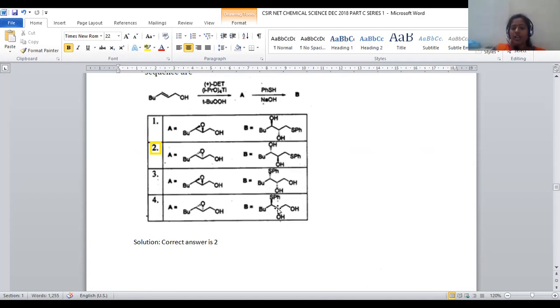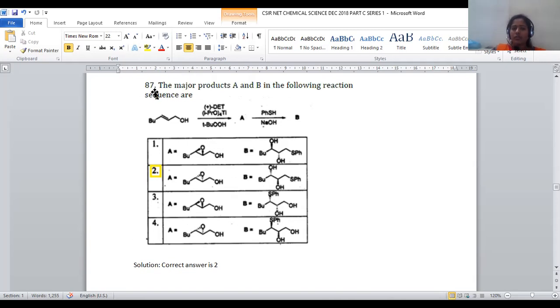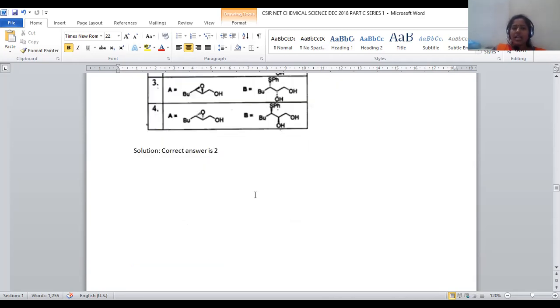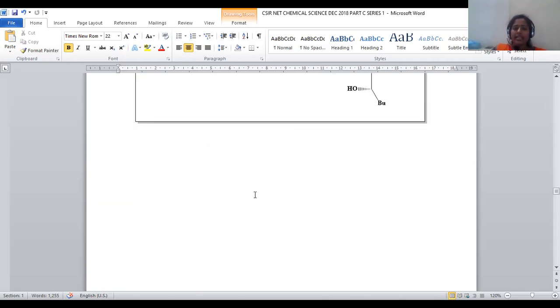Here we got this position, and moreover, SPh is present at the center. This is not at all possible. SPh will be involved in substitution at this terminal center. That's why option number 2 will satisfy whatever is given in question number 87. For question number 87, option number 2 will be the right answer. Let us move on to question number 88.